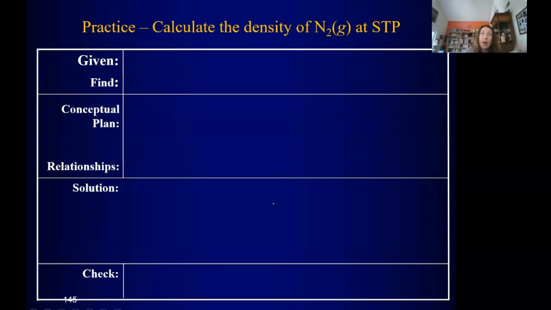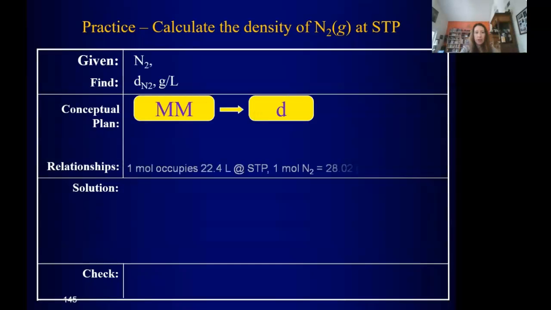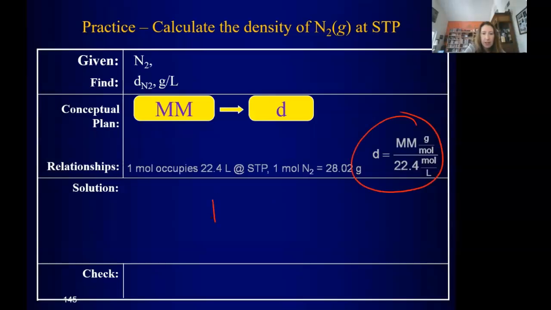So you have to look for your molar mass. Nitrogen's molar mass, I think, is 28.02. Yeah, 28.02. So when we do this, here's our little formula. Our density is going to be our molar mass, 28.02 over 22.4, and we end up with 1.25 grams per liter, right?